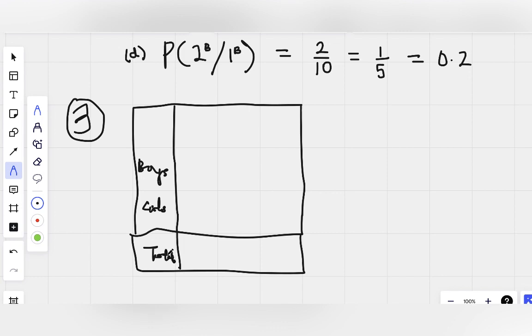Okay, so we have maths, we have mathematics, we have art, students taking art subjects, then we have the total number.